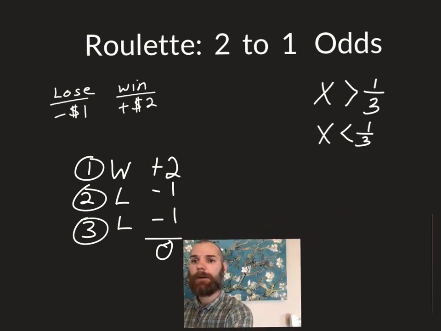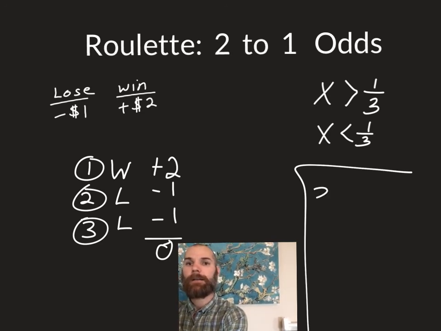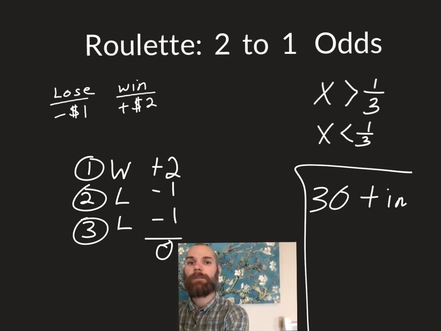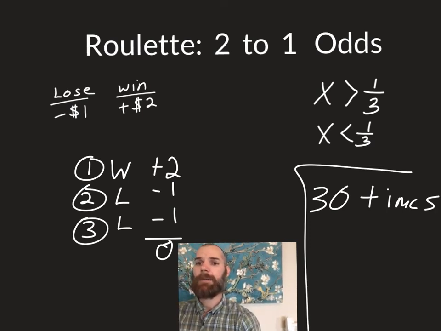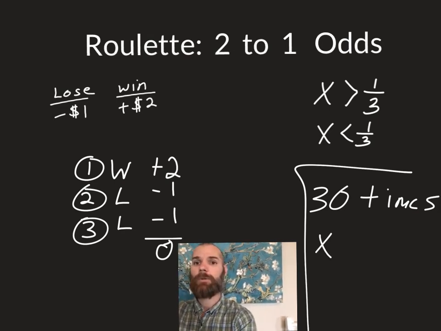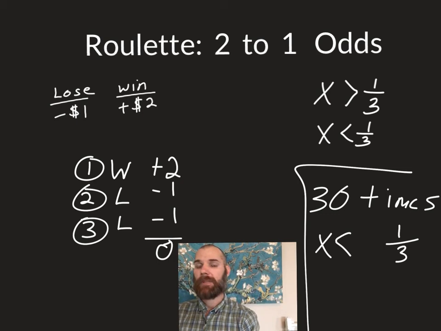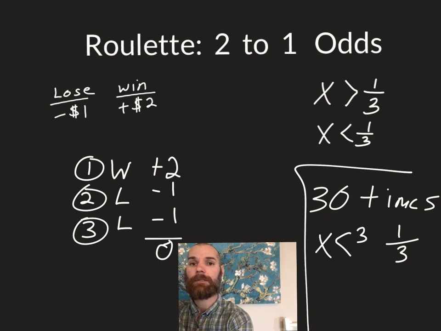Now let's think, what if I were to play more times? What if I were to play 30 times? Let's say I want to know how many times I would have to win in order to be losing money. Well, I would need to win less than 1/3 of the time, less than 1 out of 3, but that's for just playing 3 times. So if I'm playing 30 times, then I'm just going to multiply that by 30.